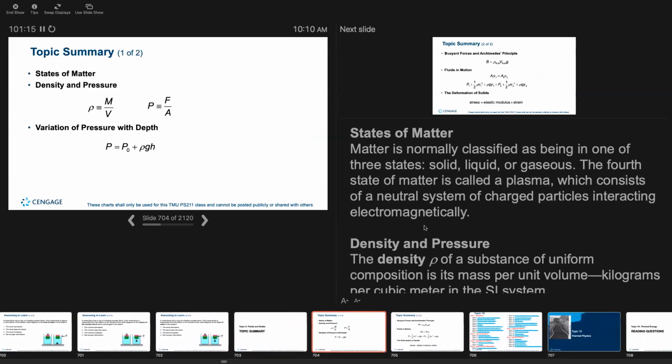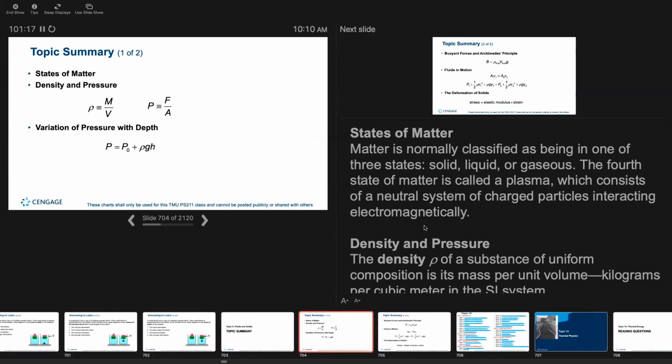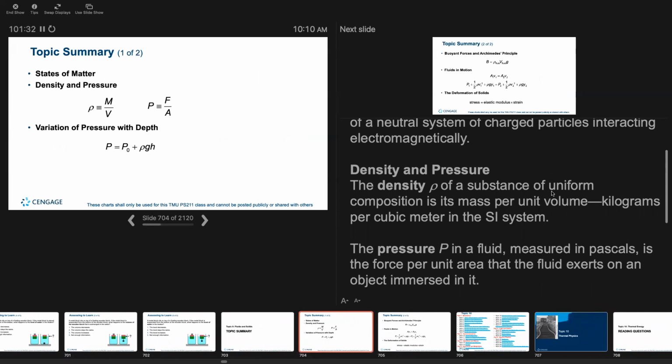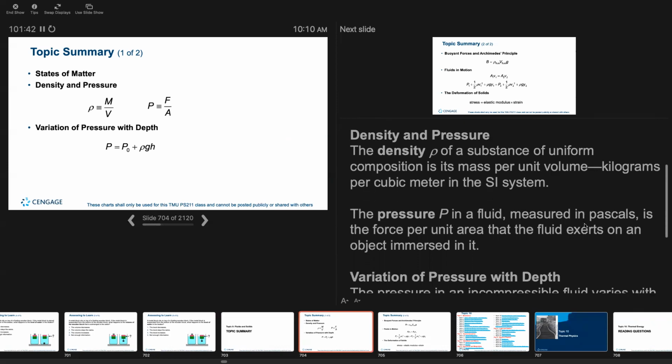In terms of a summary here, states of matter: matter is normally classified as being one of three states: solid, liquid, or gaseous. The fourth state of matter is called plasma, which consists of a neutral system of charged particles interacting electromagnetically. For density and pressure, the density ρ of a substance of uniform composition is the mass per unit volume, kilogram per cubic meter in SI units. The pressure P in a fluid, measured in pascals, is the force per unit area that the fluid exerts on an object immersed in it.